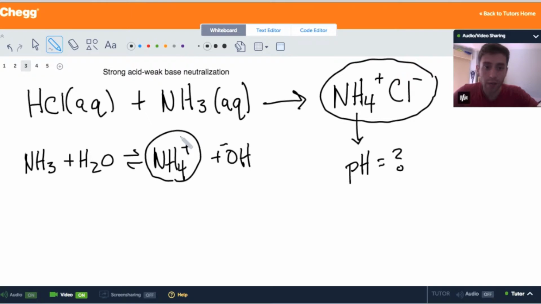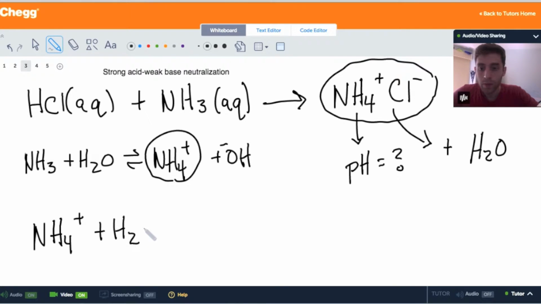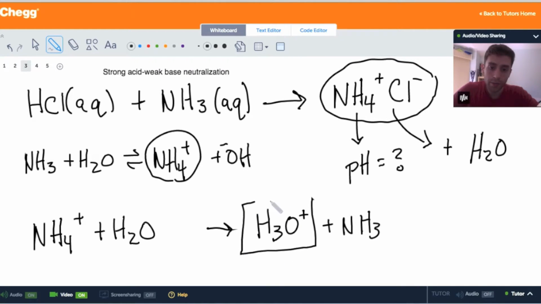It's a reversible reaction. So if we have this salt in a solution with water, ammonium will react with water to give H3O plus ammonia. And hydronium is the same thing as H plus. And this is what causes slight acidity of this salt. So the pH won't be exactly 7 when we neutralize this acid with this base. Instead, it will be slightly acidic. So it'll be a little bit less than 7.